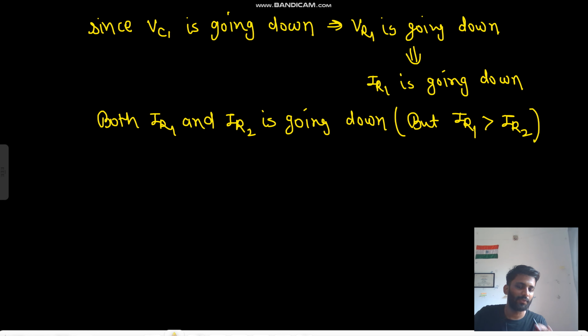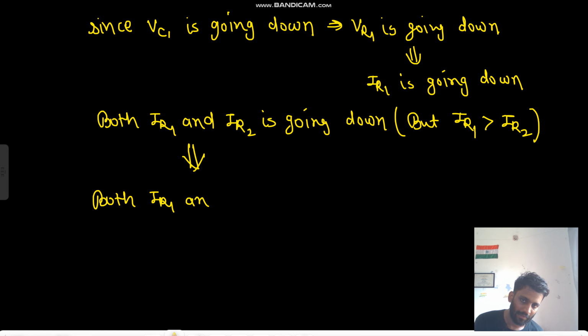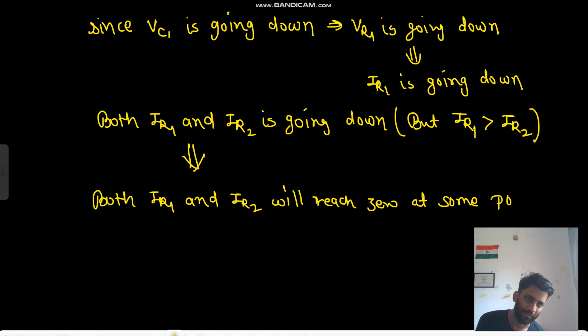So if IR1 is more, both IR1 and IR2 will reach 0 at some point, and at that time steady state will be reached.